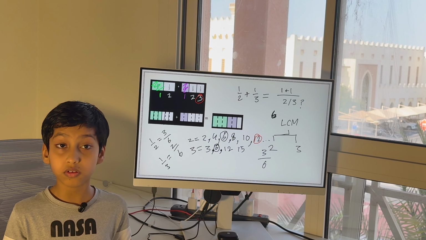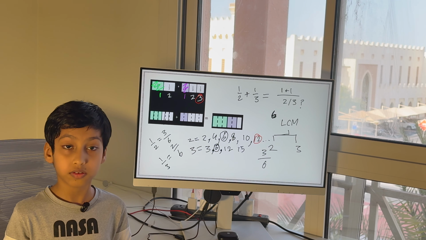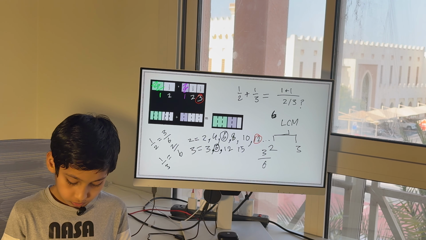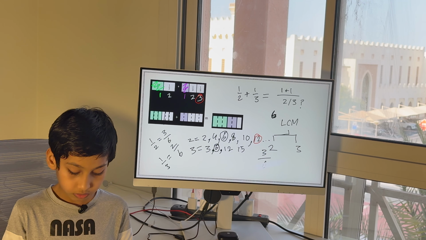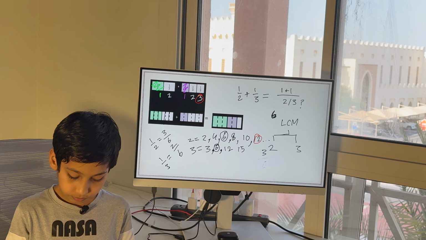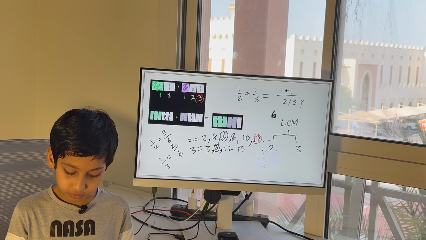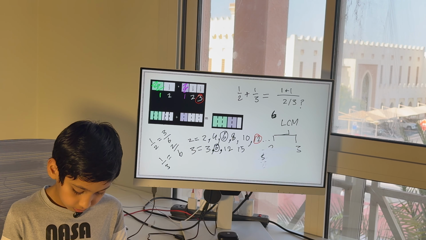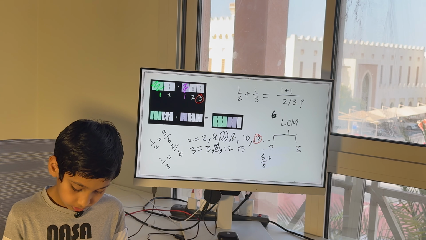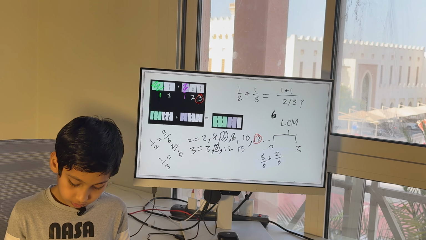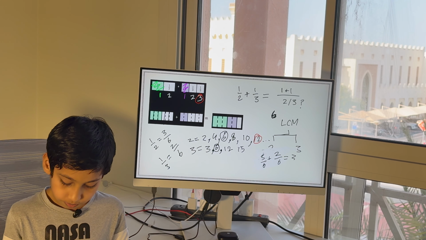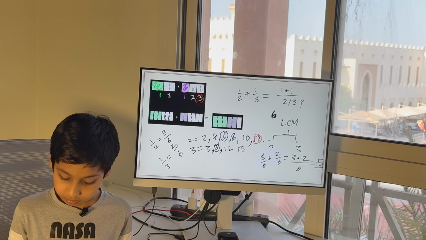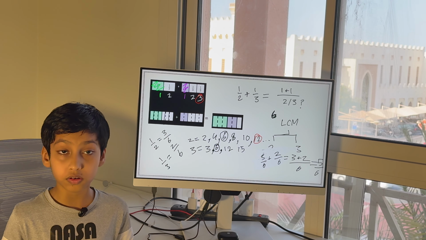Now it's pretty simple to solve when you have equal denominators, or same denominators, right? So now all we have to do is write it as 3 by 6 plus 2 by 6, which would be the same thing as, of course, 3 plus 2 by 6, which is 5 by 6. So there you have it, addition of fractions.